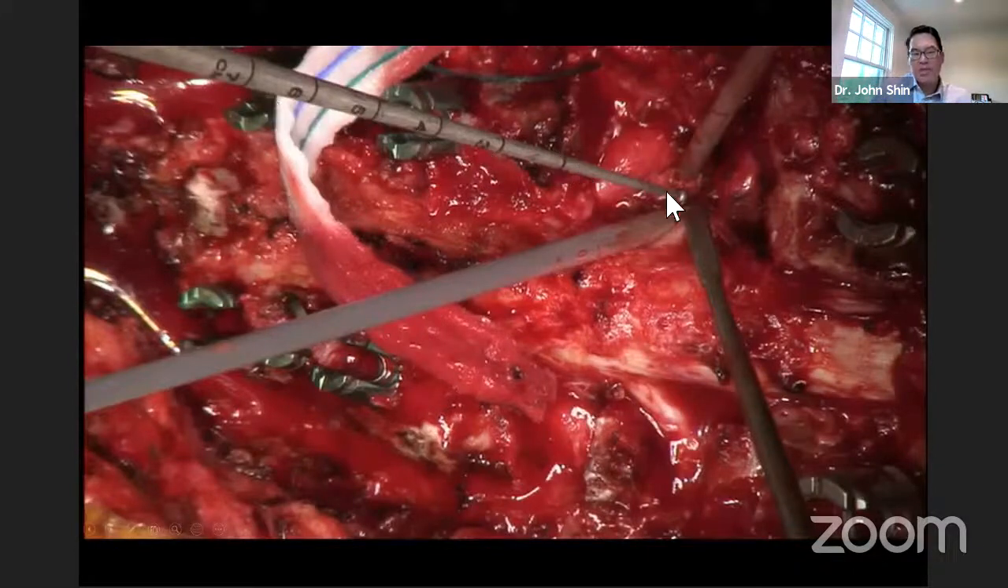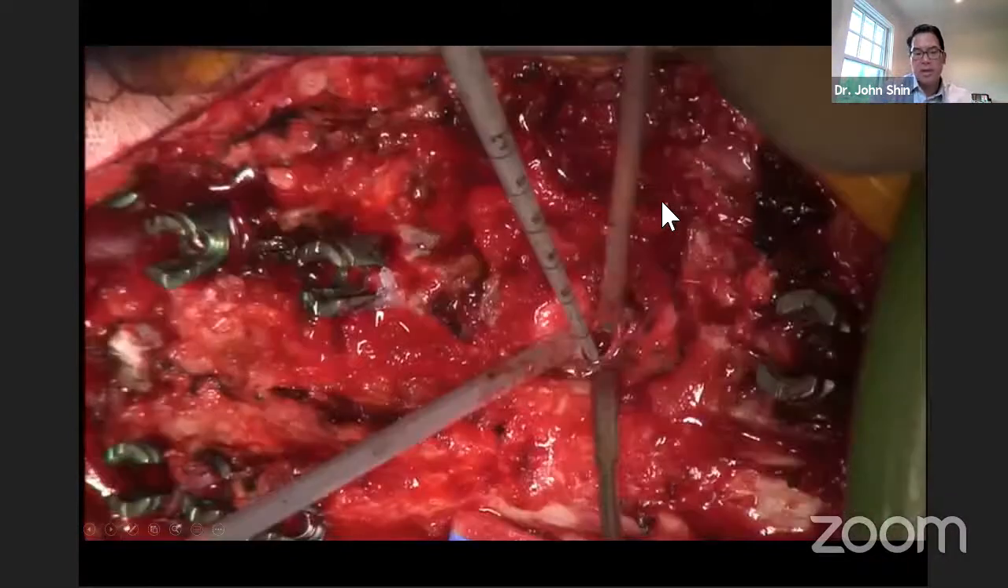Here I'm using navigation to help me guide where I'm going, because it can be hard to visualize, right? The vertebral artery is laterally, spinal cord and nerve root is here. There are a lot of landmines here. So navigation can be very helpful. This gives me an idea of my depth, my trajectory. How deep am I? Am I in the body?